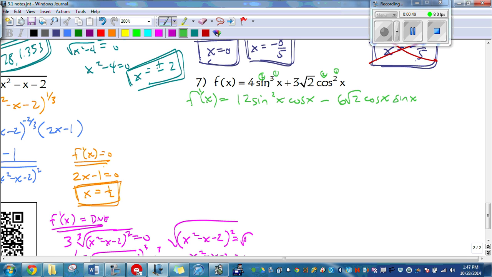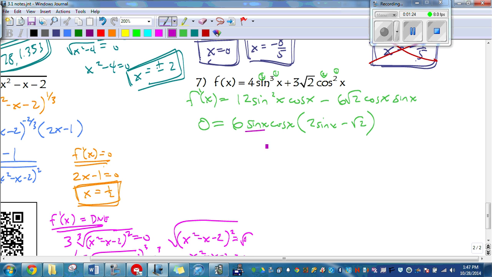And we want to figure out when this one is 0. Right? No fraction here. It's not going to be undefined. So we want to know, when is this equal to 0? Well, to do that, first I'm going to go ahead and do a little factoring. I can take a 6 out of everything. I can take a sine out of both and a cosine out of both. So I'm going to take that out, and we're left with 2 sine of x minus square root of 2.